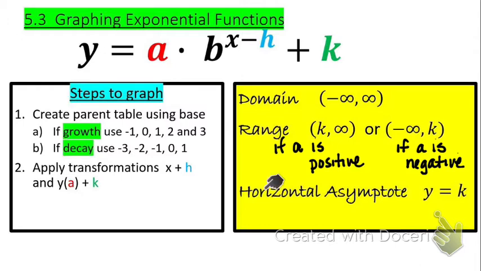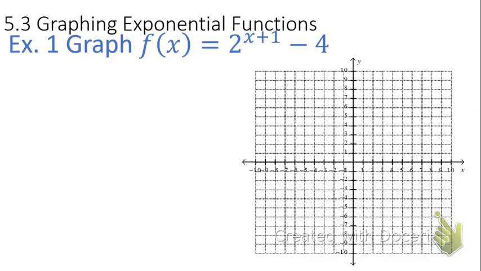All right, we have this invisible asymptote. Going back to our rational functions, remember, our rational functions had vertical and horizontal asymptotes. Exponential functions always have a horizontal one, and it's at y equals k. When we apply our transformations, we always add the h to x, and then it's y times a plus k. So this is just some of the rules to help us. Now let's go ahead and graph a couple, and we'll be finished. So I'll give you a second to copy that down.